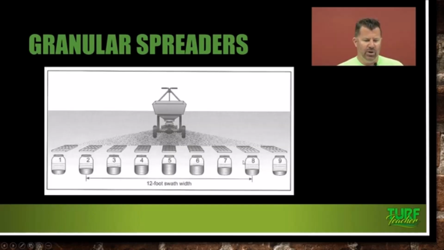And here's a little bit better picture of it. You've got the push spreader coming towards you. The jar in the middle is number 5, so there are 4 on either side.